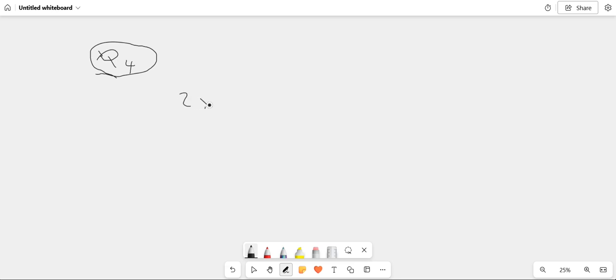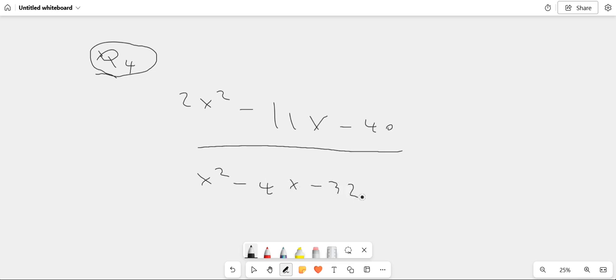Question 4, yeah. So here we got 2x squared minus 11x. Just trying to say, show that that's equal to a over b. Okay, cool. Minus 11x minus 40 over x squared minus 4x minus 32. Yeah. And then times that by x squared plus 8x plus 16 over 6x squared, yeah, minus 3x minus 45.